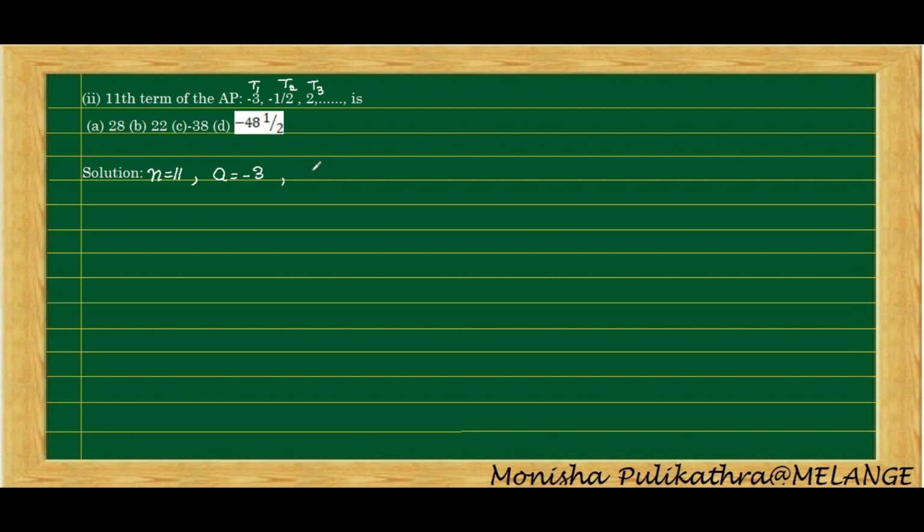So next, D, the common difference. So D is equal to T2 minus T1. Here T2 is minus half. In the formula itself we have a minus here. Next T1, T1 is again minus 3. So when minus comes, we need to put a bracket. So minus 3 is equal to minus half, minus into minus, plus 3.